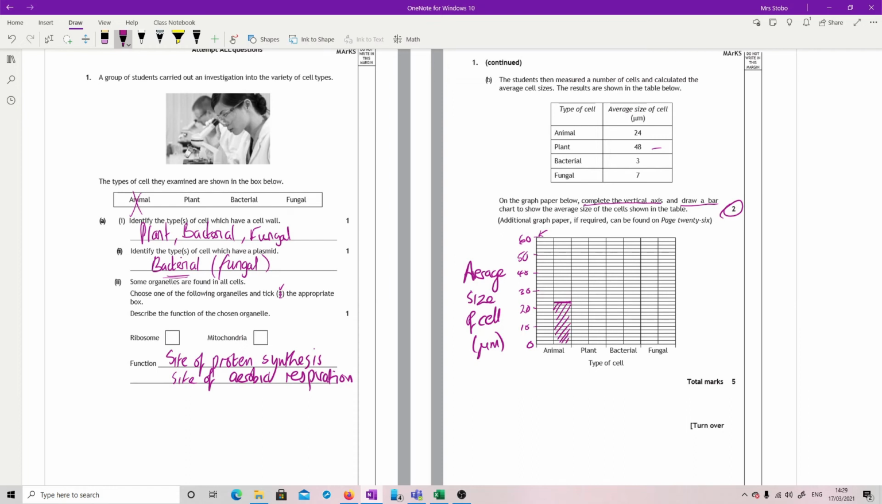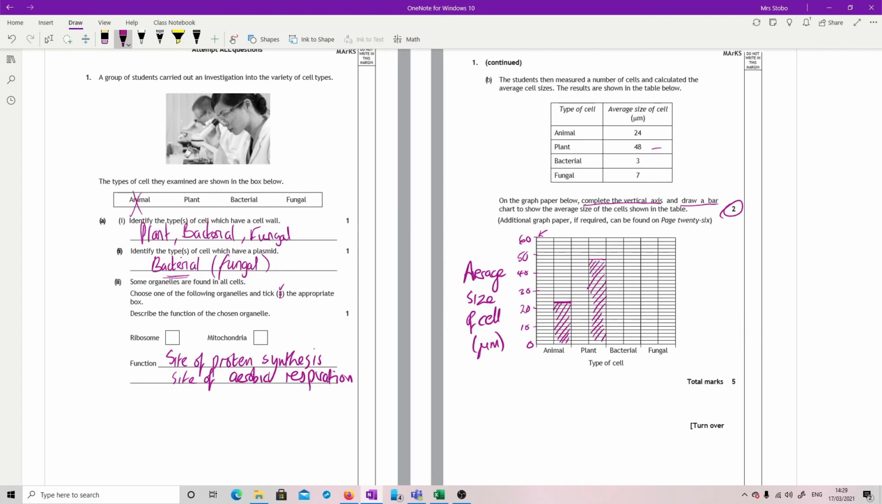Okay, the plant has to go up to 48. So we've got 30, 40. It's not as easy to do on a screen. Okay, here's my 48. Again, has to be on the line. And you have to go all the way down. And you have to not do what I just did there and go over the line.